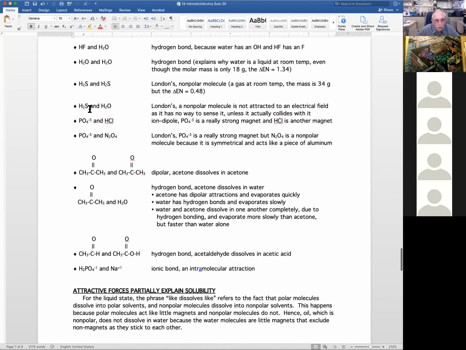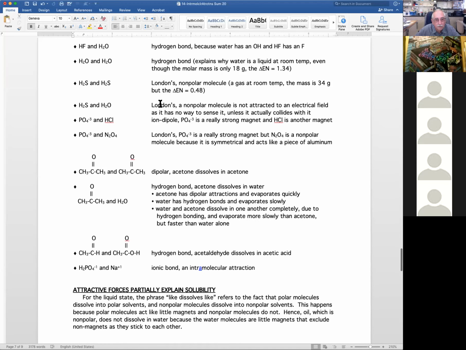A nonpolar molecule to a polar is only going to be London's. Here's an ion, here's a dipole. Here's an ion, here's a nonpolar molecule. Guess what? This nonpolar molecule doesn't know whether there's a full charge there, a partial charge, or anything. It doesn't sense it. Simply London's forces. So here we actually drew pictures of this.